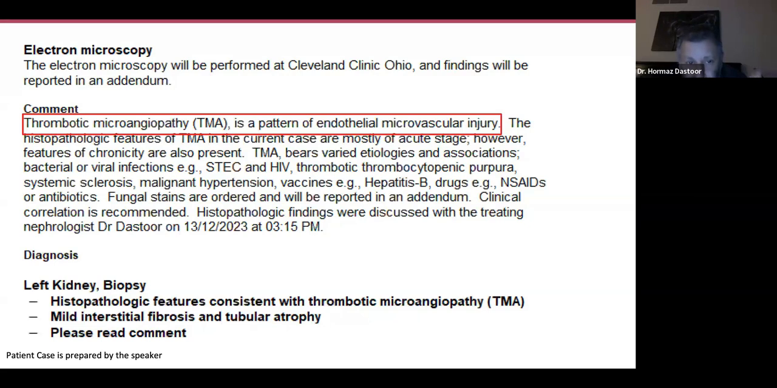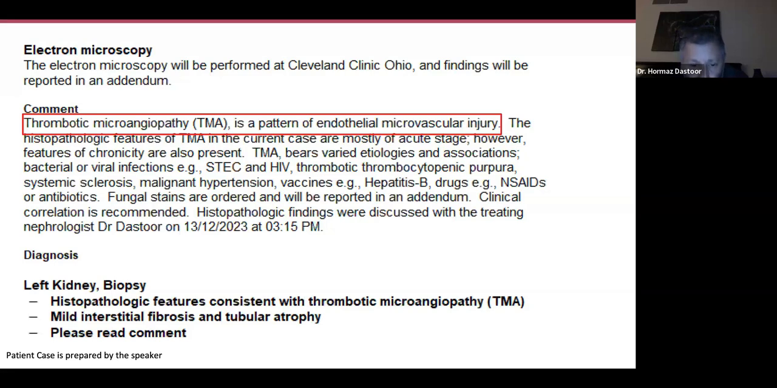You don't need a kidney biopsy to diagnose AHUS. The reason why I did the biopsy was because I said to myself, I need to find out, with his serum creatinine of around 400, what is the level of interstitial fibrosis and tubular atrophy.